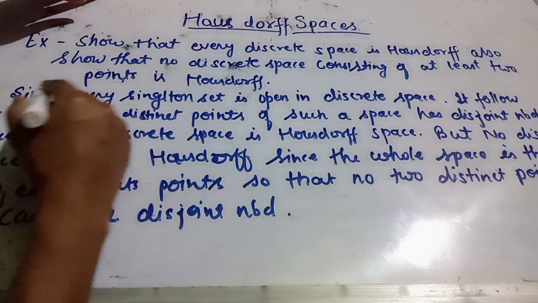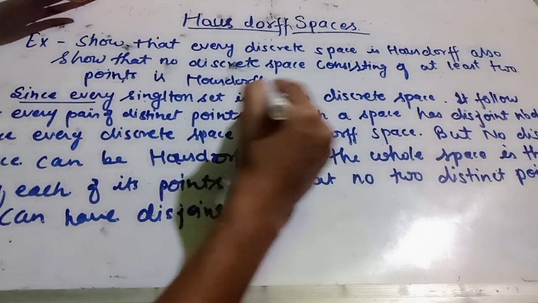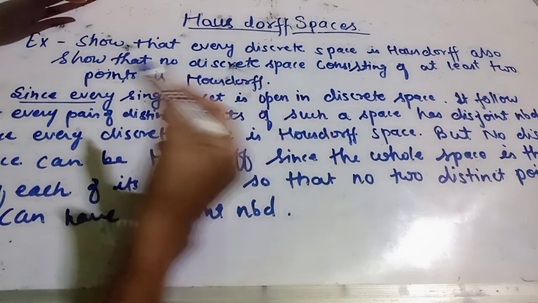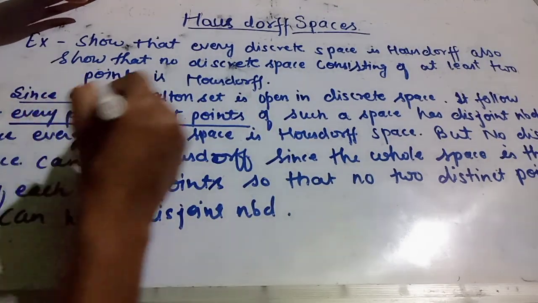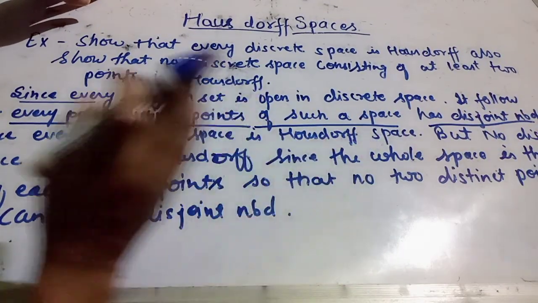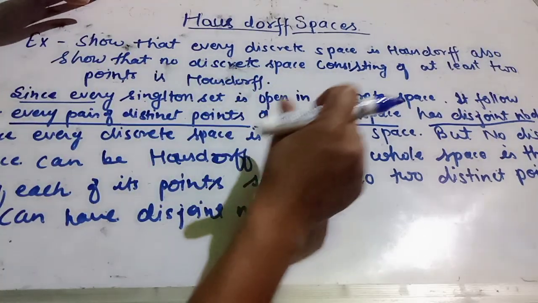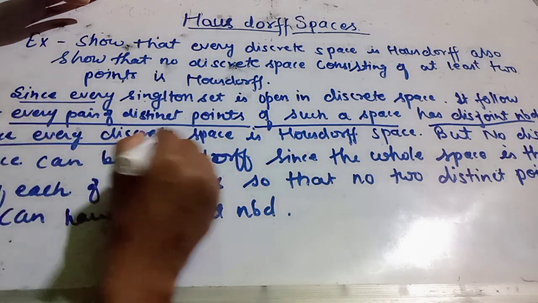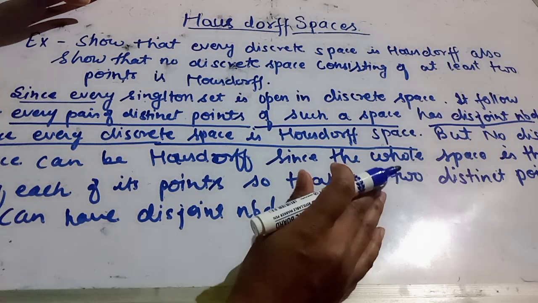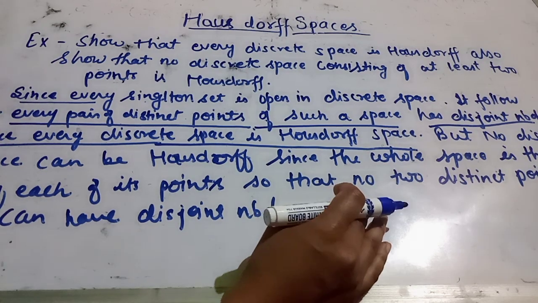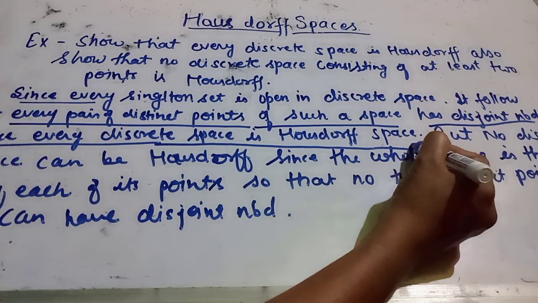That's why I am writing down here: since every singleton set is open in a discrete space, it follows that every pair of distinct points of such a space has disjoint neighborhoods. Hence every discrete space is a Hausdorff space, right? This is a very important condition: every singleton set is open in a discrete space, so for every pair of distinct points you have disjoint neighborhoods. That's why this condition is satisfied.